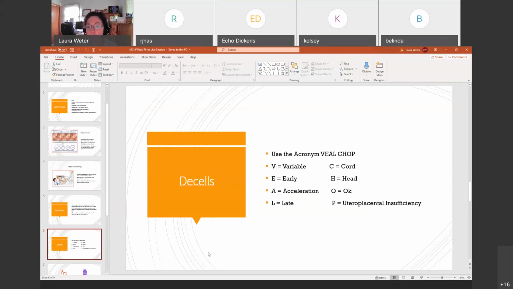The A is for acceleration. And it's okay. We don't worry about those either. Baby's heart rate can climb. That's okay. There could be a lot of reasons why baby's heart rate climbs. It could be in response to a medication that mom received. It could be any number of things, but we don't worry about those. Those are okay. And then L for late.